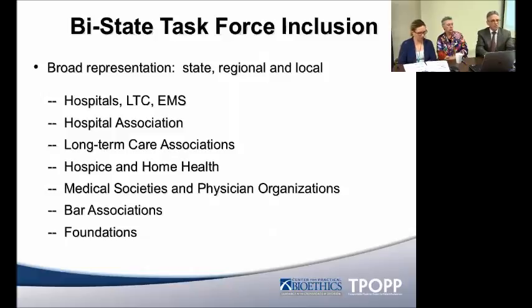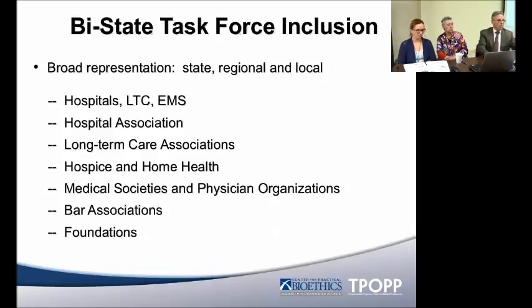So your state association should be able to provide you some good information. We actually have a medical society that acts as the convener in Sedgwick County. So if you have a county medical society, that's good, but in many cases it may be just your physician practices. We are also working with the Bar Association.